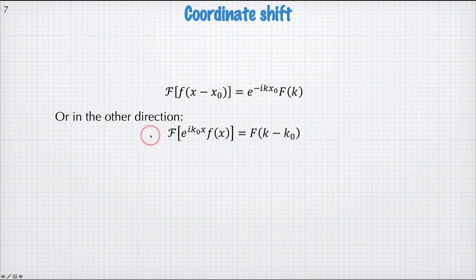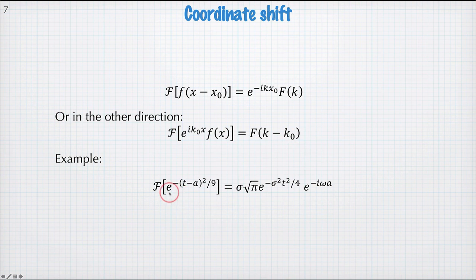There's an offset theorem for the other direction where you have a function which is now multiplied by a complex exponential with some offset k naught, and in this case you get the function f of k minus k naught. So there are two theorems here. One, we have a function offset by an amount x naught in real space, and another, we have a function f of x which is multiplied by a complex exponential with some offset k naught that gives you an offset function in k space. As an example, here is the Fourier transform of an offset Gaussian function. It gives you the Fourier transform you expect for the Gaussian with an e to the negative i omega a, where a is the offset here.